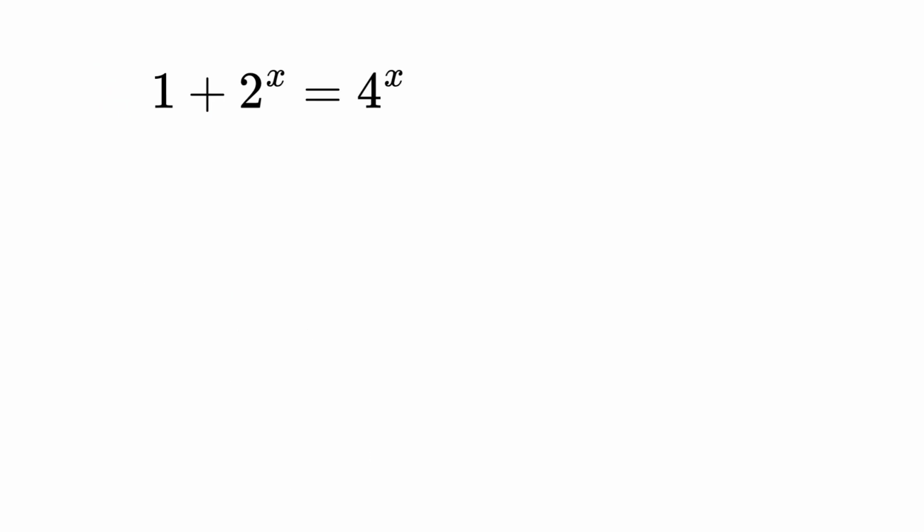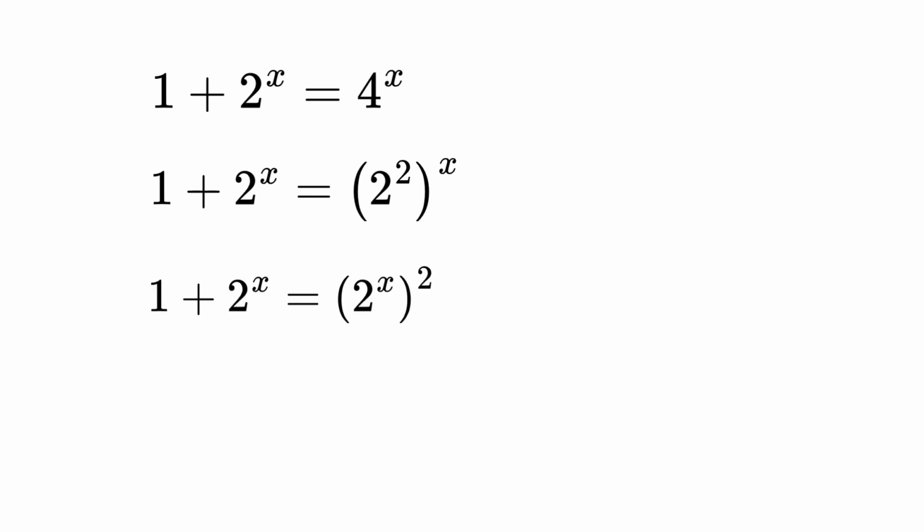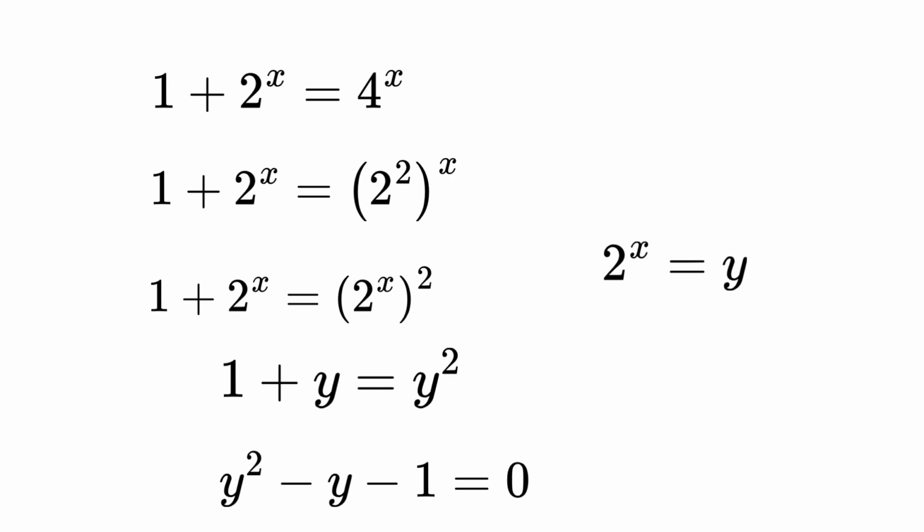And now 4 we can write as 2 squared. Now we can exchange the powers in the right side term. Then we can write it as 1 + 2^x = (2^x)^2. Just put 2^x = y. Now put 2^x = y in the equation, then we get 1 + y = y^2. Write this equation in the form of a quadratic equation, then we get y^2 - y - 1 = 0.